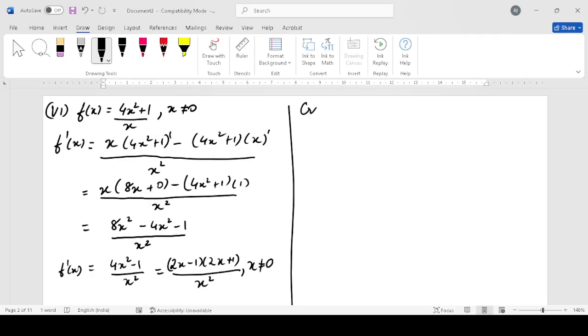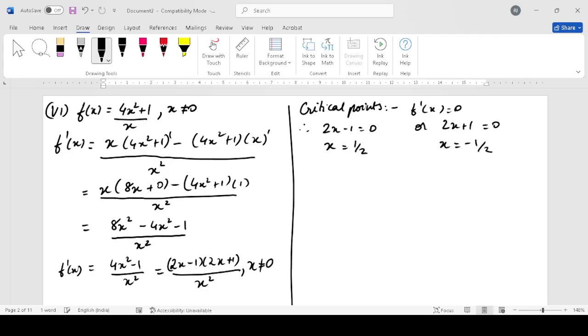Now to find the critical points, we can equate f'(x) to 0. Therefore we get 2x - 1 = 0 or 2x + 1 = 0. Hence we get x = 1/2 or x = -1/2. Let's draw a number line, minus infinity to plus infinity. We have -1/2 over here and 1/2 on this side. Now we'll have to check in which interval it is strictly increasing and strictly decreasing.